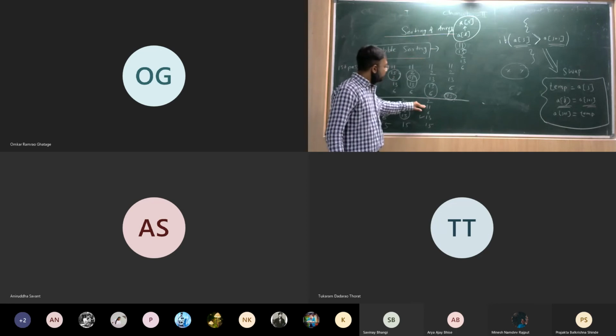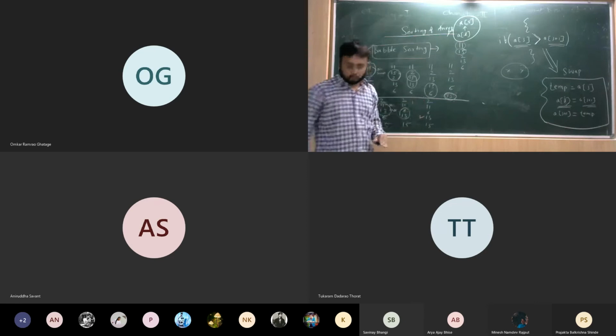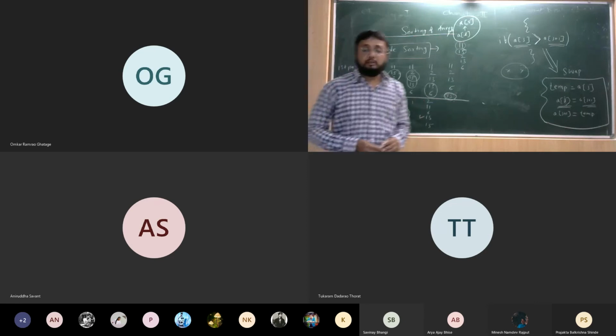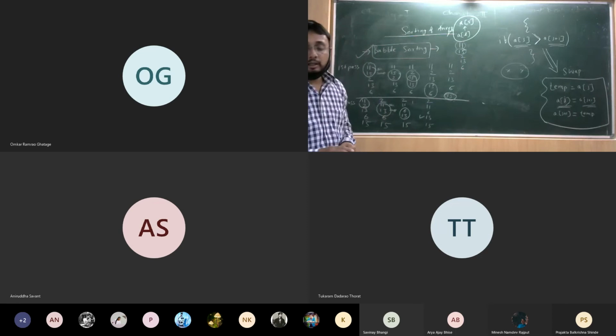At the fourth pass, the fourth position will be occupied. And then at last, the final position will be occupied. If there are n numbers, n passes will be done. If n numbers are there, n comparisons will be done.